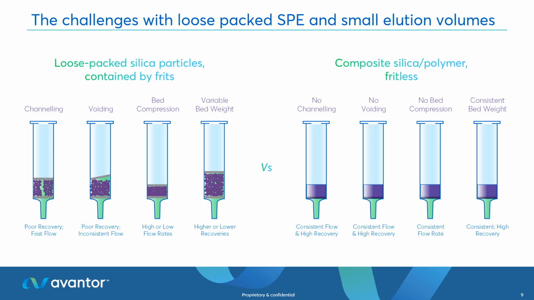One approach that can be utilized to overcome this is, instead of using loose packed material, to use a composite silica, which can then be applied into the SPE tube or deep well 96 well plate. Because we're now using something that is very well defined in terms of the manufacturing and indeed the size and the volume, it means that we don't have any channeling. There is no voiding, there is no bed compression, and there is also a consistent bed weight.